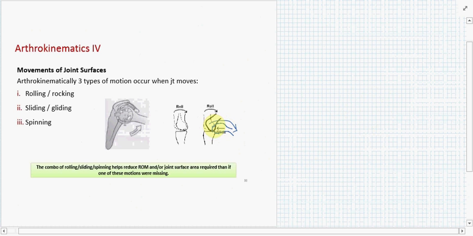So in order to prevent that, it has to slide backwards, right? So there's some sliding and gliding as well as some spinning that tends to happen. All of these three have to work together in combination in order to facilitate the range of motion that tends to happen within a specific surface area, right?